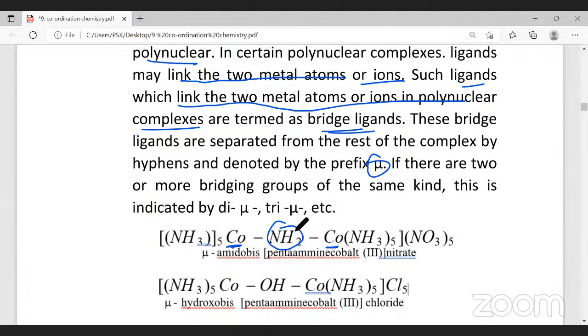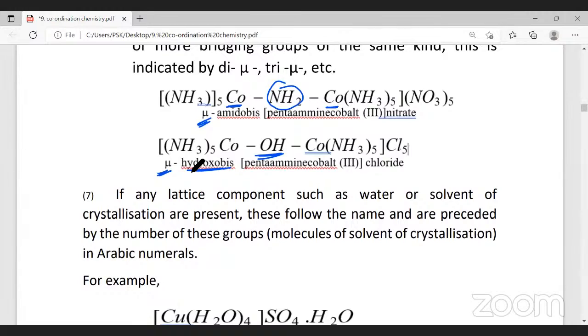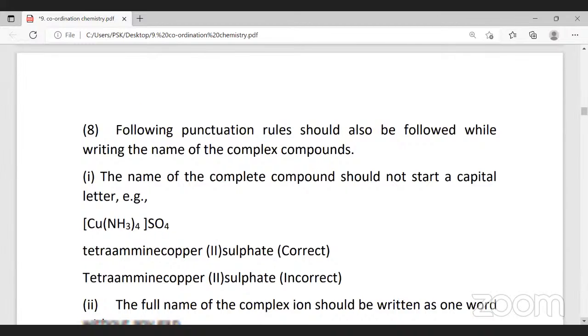So if NH2 is a bridging ligand, it is named as amido and I write it as mu. Why do we write mu? Because this mu clearly indicates it is a bridging ligand. All right. Now you can see here, OH, hydroxo is a bridging ligand. So I represent it as mu-hydroxo. And we will learn all the naming part completely later. Now, did you understand what is a bridging ligand? Students, did you follow? Yes, sir. Good. Right.